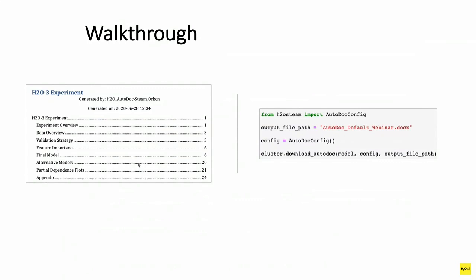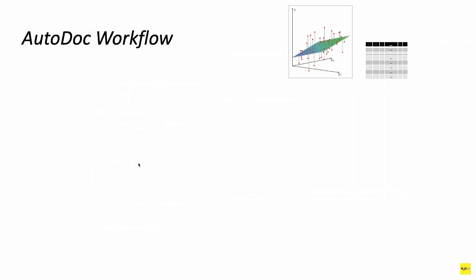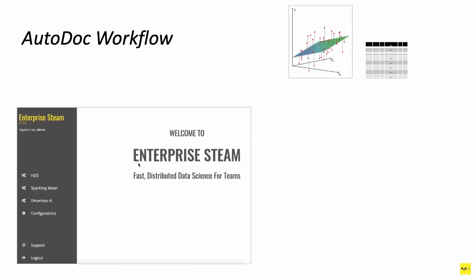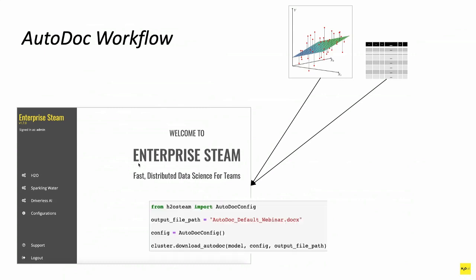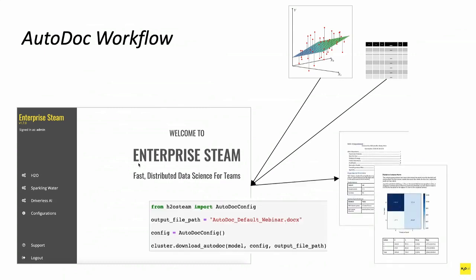Just for a visual of the workflow that we just went through, the idea is that you pass in a model and the data set that you used to train that model. Again, this can be a saved model or a model that you built in the live cluster. You would have Enterprise Steam where you'd have launched an H2O cluster. You'd run the AutoDoc code, and then it would output a template. I really focused on the out-of-the-box template, but if you have a custom template, there's a template parameter where you can specify where that template is located, and it will generate the AutoDoc for that template.